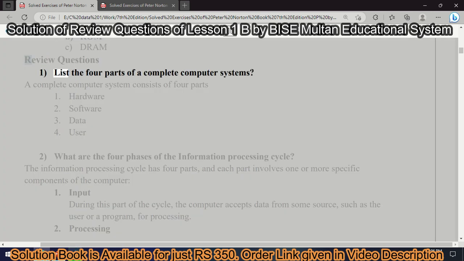Review questions. 1. List the four parts of a complete computer system. A complete computer system consists of four parts: 1. Hardware, 2. Software, 3. Data, 4. User.